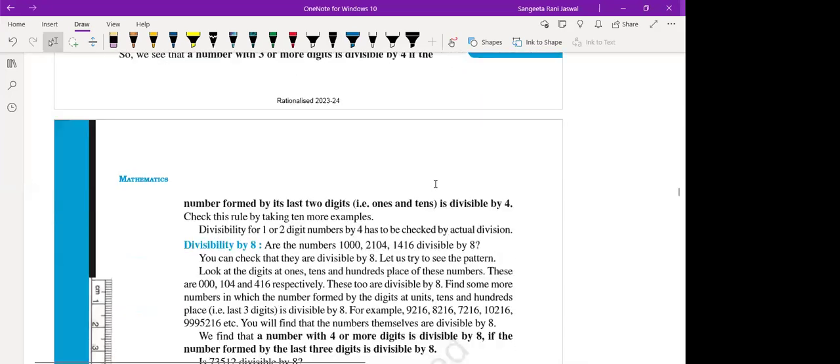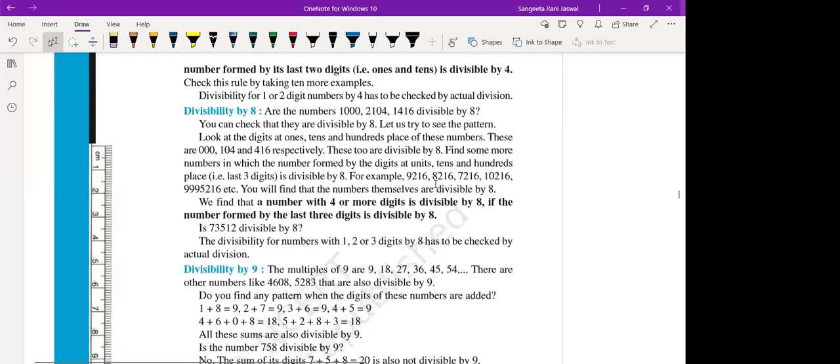Okay, then next is the divisibility by 8. So same as divisibility by 4. In 8, we say that the big number is divisible by 8 only if the last three digits are divisible by 8, then the whole number is divisible by 8. Okay? In 8, we check the last three digits. In 4, we check the last two digits.